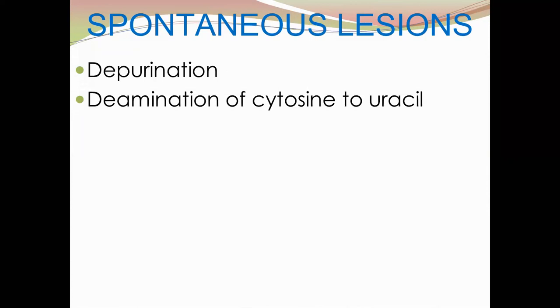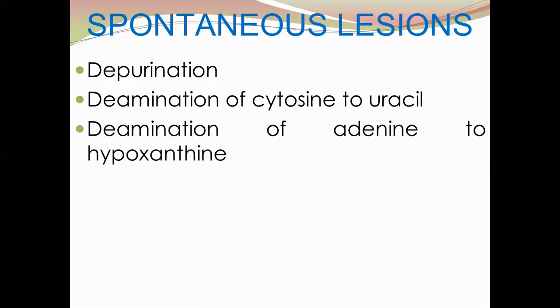Another cause of the spontaneous mutations is damage to the DNA molecule. This damage may take different forms. One is depurination. The second is the deamination of cytosine to uracil, the deamination of the cytosine nucleotide into the uracil nucleotide. Another one is the deamination of adenine to hypoxanthine.